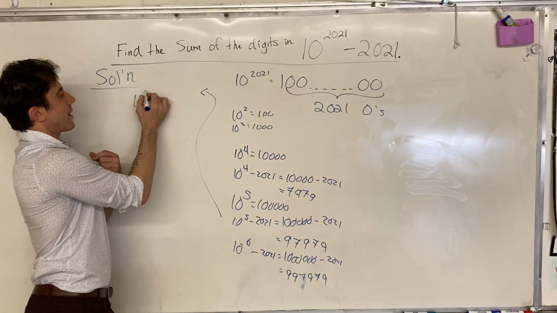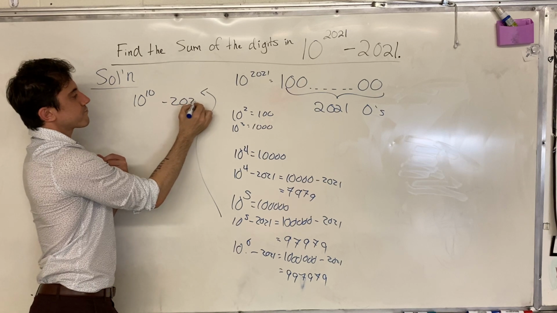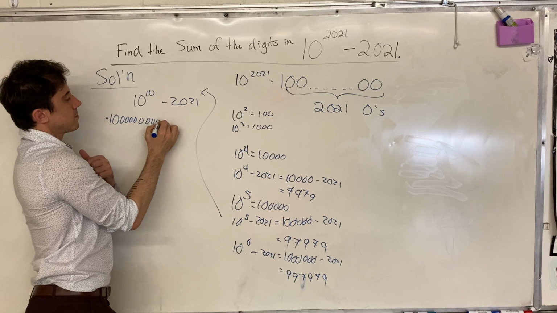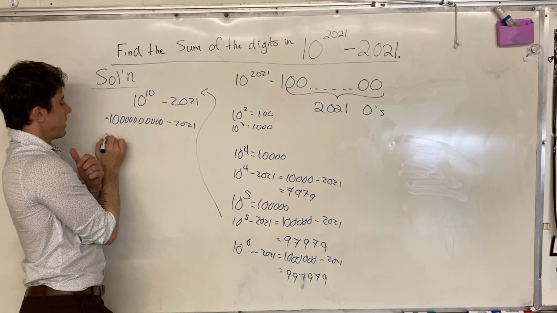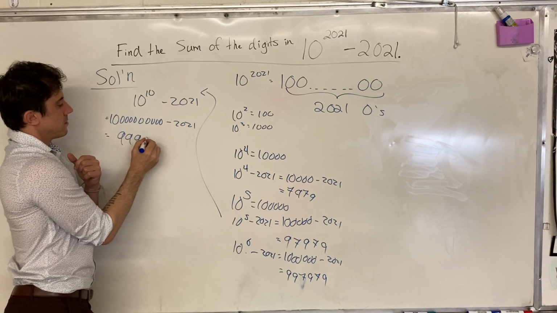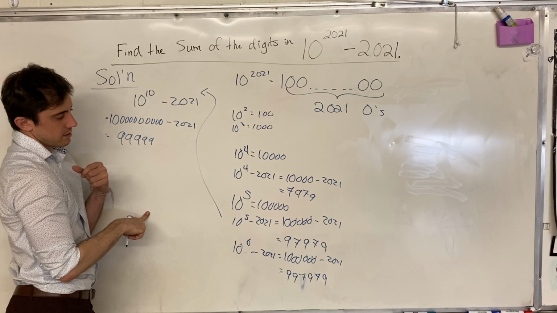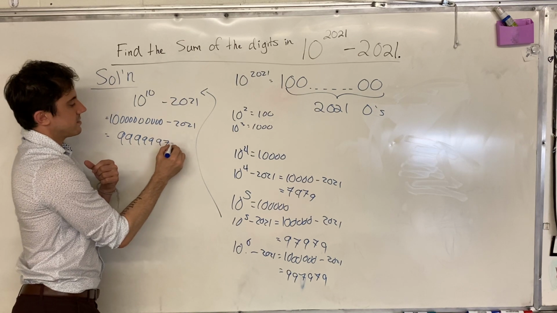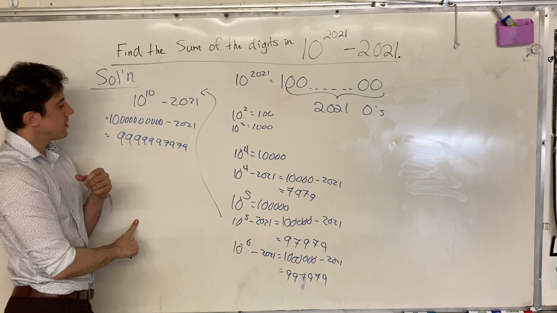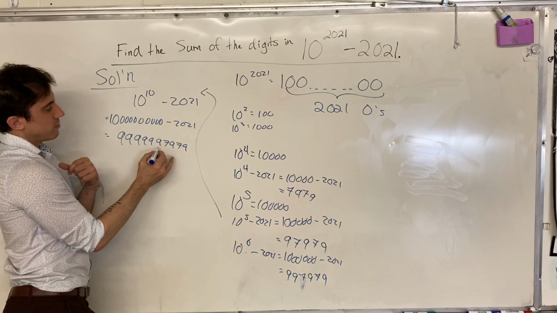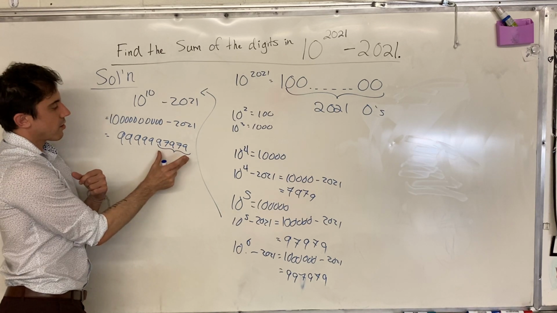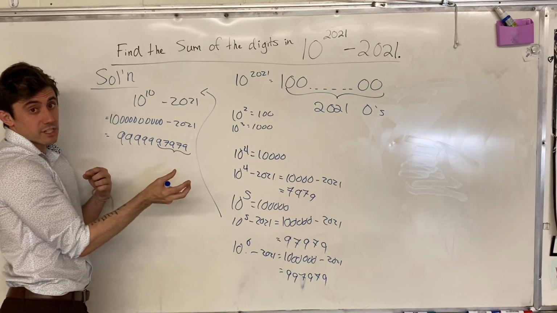Let's say we try 10 to the power of 10 minus 2021. Well, we'll have 1 with 10 zeros minus 2021. And if you go ahead and evaluate this value, we're going to get 5 nines, and then we're going to get 97979. Okay? So, it's only the last 5 digits that are really affected.